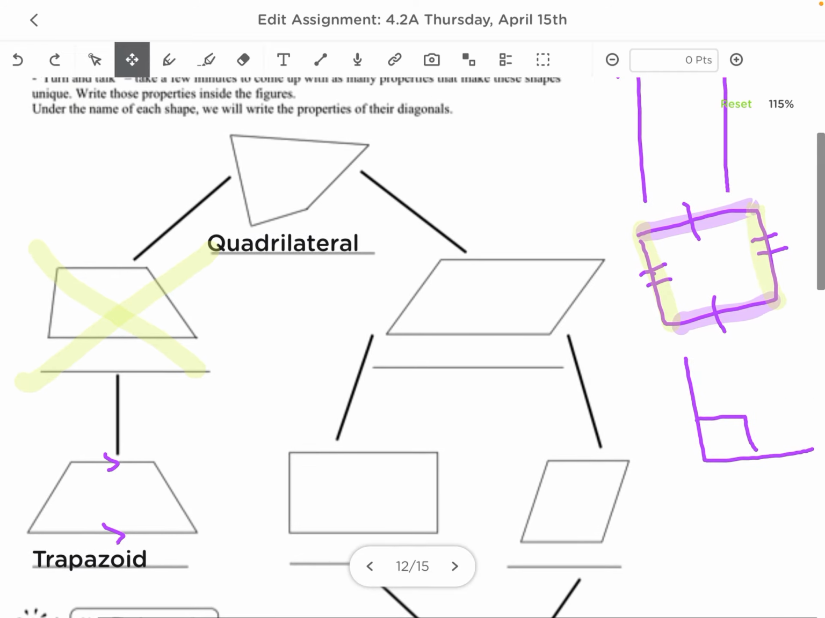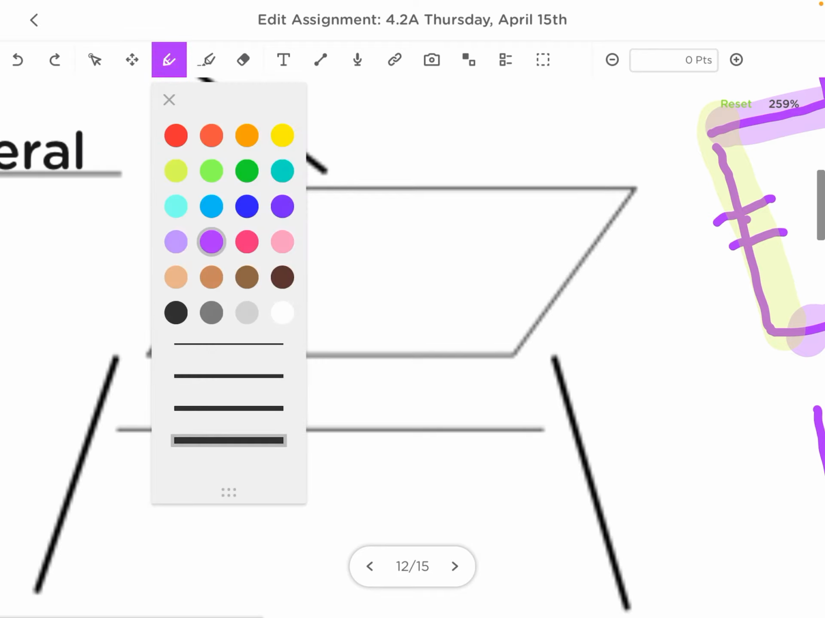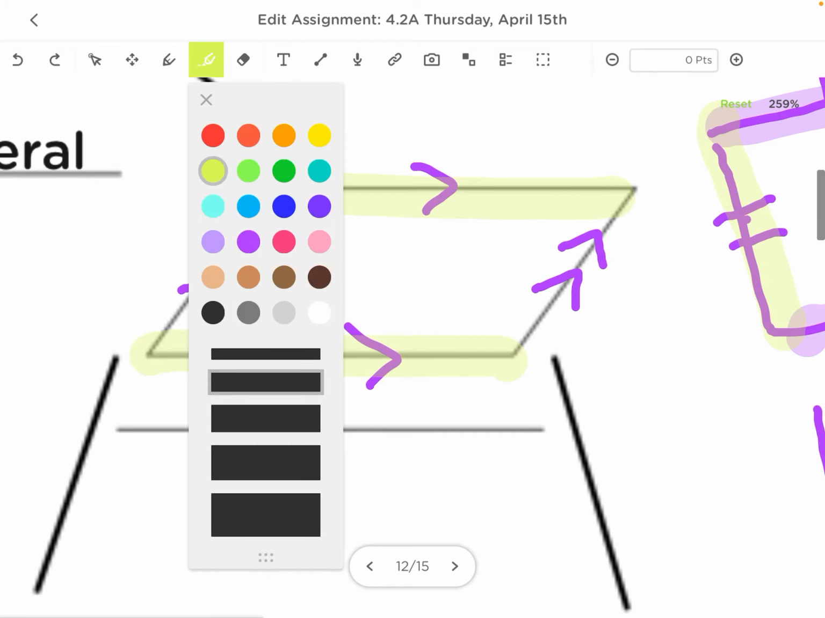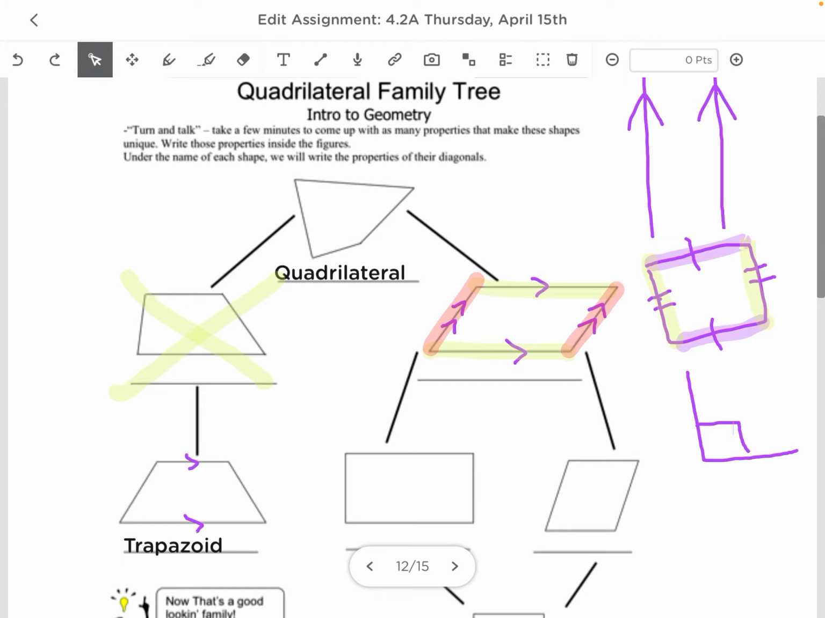Another type of quadrilateral has 2 pairs of parallel lines. Those are parallel to each other, and we'll draw 2 arrows on these ones to show that it's a different line. This means that this line and this line are parallel to each other, and this line and this line are parallel to each other. This is called a parallelogram.